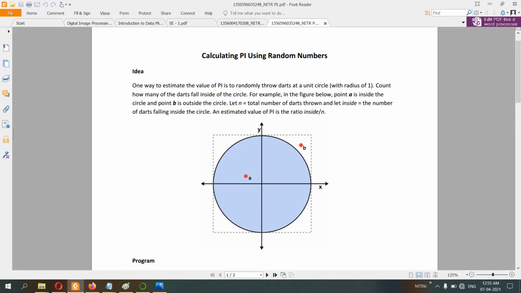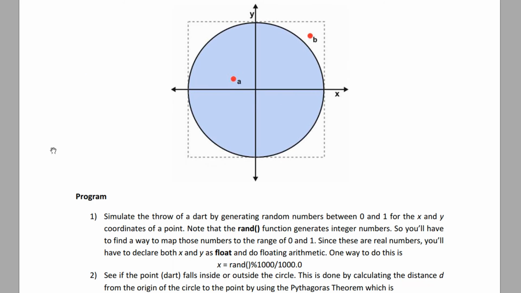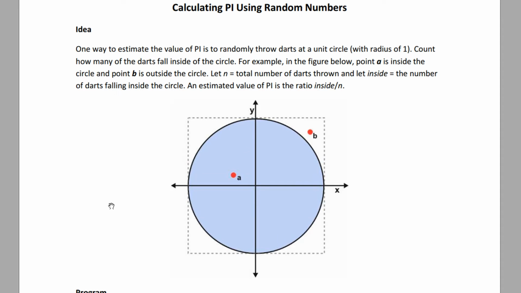Today we will also calculate the value of pi using random numbers. Here we will take a circle which has a radius of 1 unit and a square of 2 units. Okay, so that is the basic idea.